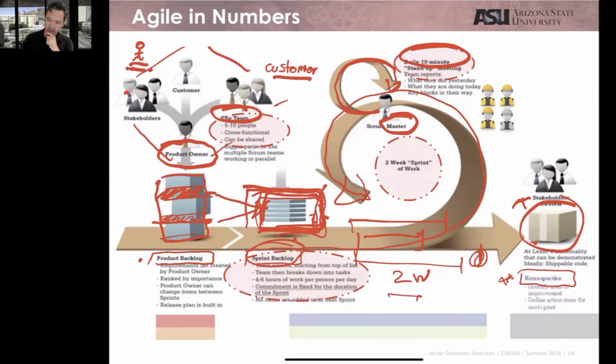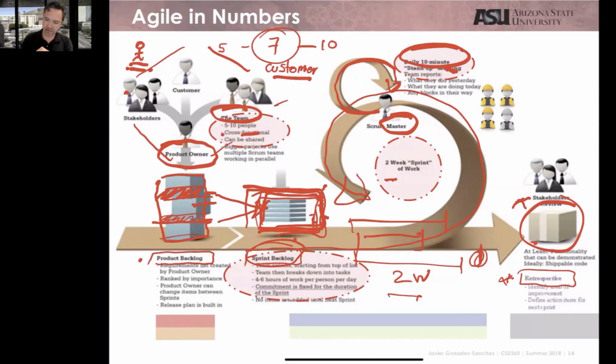2 weeks, 10 minute meetings, teams of 5 to 10 members. And one of those is going to be a product owner, and one of them is going to be a Scrum Master. And I am going to talk more about what they do. Now, usually you are going to have 7 maximum, but what they do is put this 5 to 10, assuming that the people are going to stay with 7.